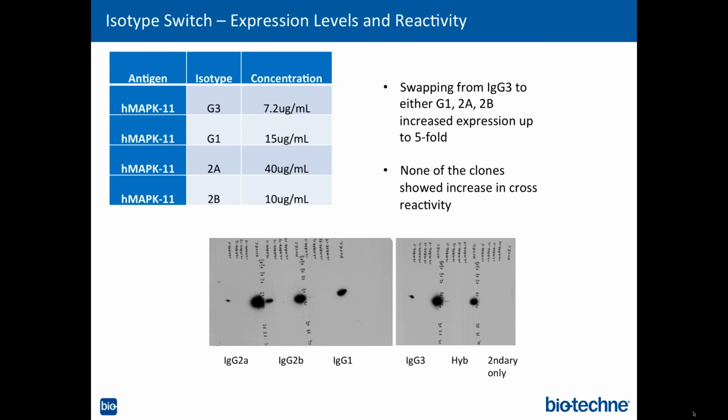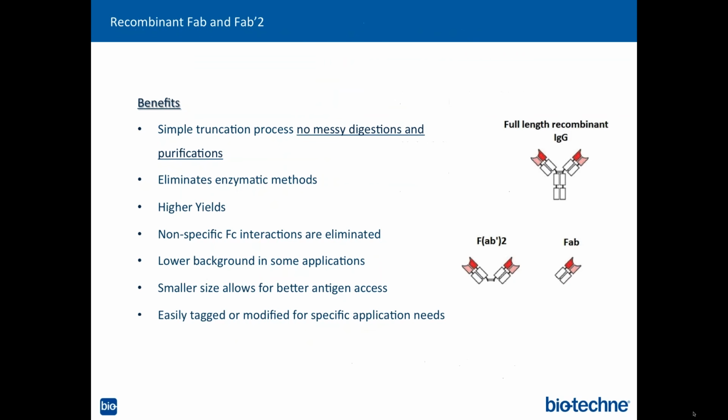This is before scale-up. We then ran the Western blot against HUVEC as well as our recombinant arsenal of proteins. So we ran this against recombinant human MAPK11, 12, 13, and 14 to ensure specificity within the family. And you can see on the lower part of this slide that all the changes still work well in Western blot. So the isotype swap in this case gave us higher yields but maintained the sensitivity and specificity.